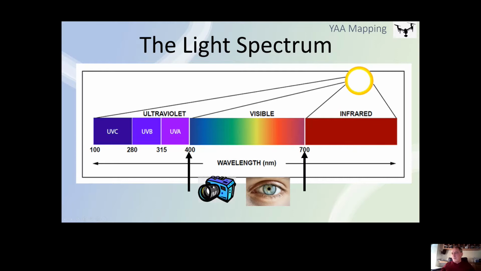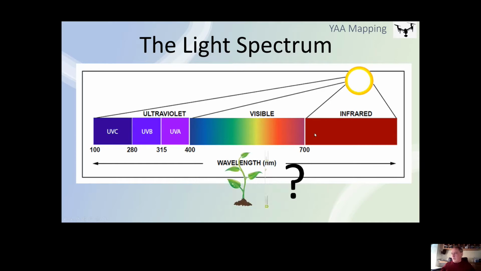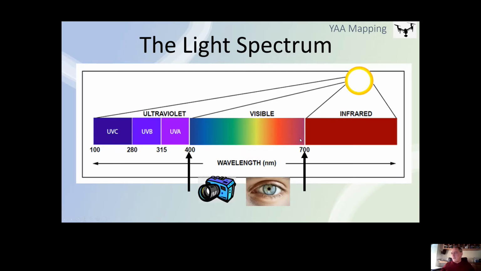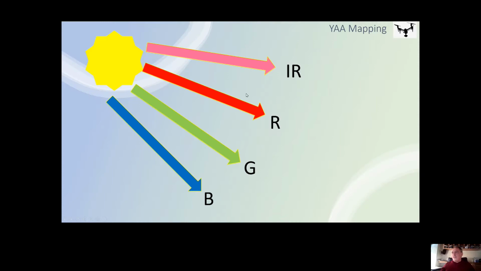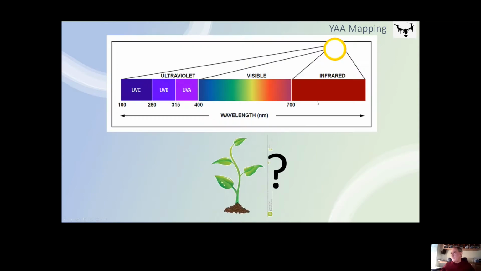Now that is what we can see, and that's what we make our cameras to see. But beyond the visible spectrum, we are slightly here into the infrared. So what do plants respond to, and what can plants see in this light spectrum? We can see this red, green, blue, RGB. And what can plants see? Well, what they can see is blue, green, red, exactly like us. But they also respond very much to the infrared, which is this area here, specifically around here.